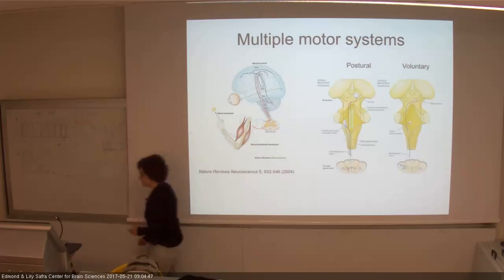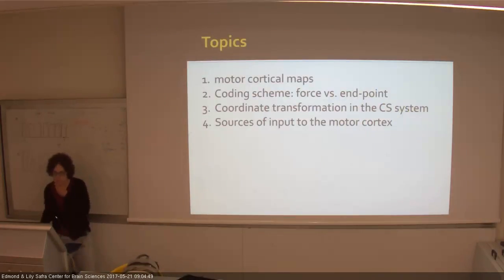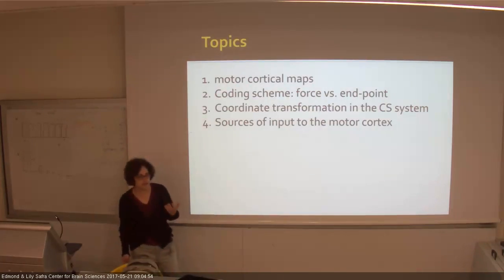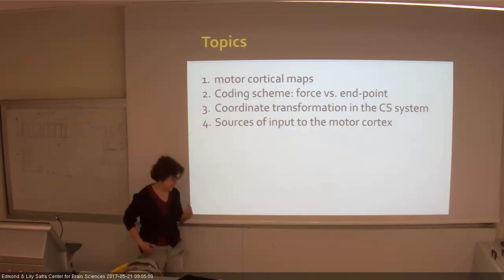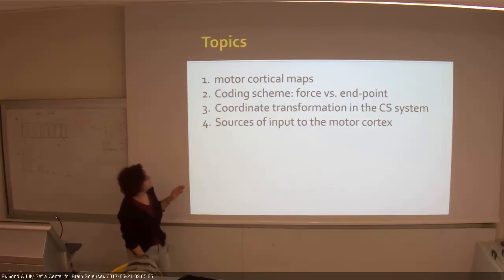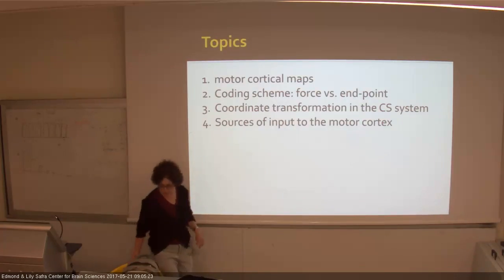Okay, so today what I would like to describe is a little bit about the motor cortex, because in fact what we think coordinates the entire activity of control of voluntary movement is the motor cortex. I'll talk about the motor cortical maps and coding schemes that are considered to exist in the motor cortex. I will show a set of experiments about coordinate transformation in the corticospinal system, and then I'll talk a little bit about sources of input to the motor cortex.